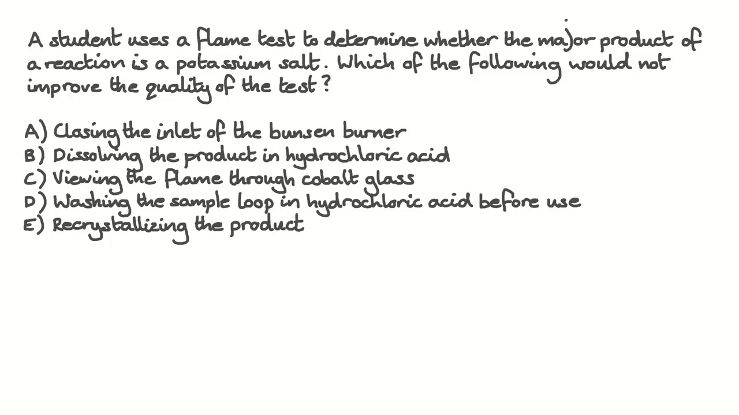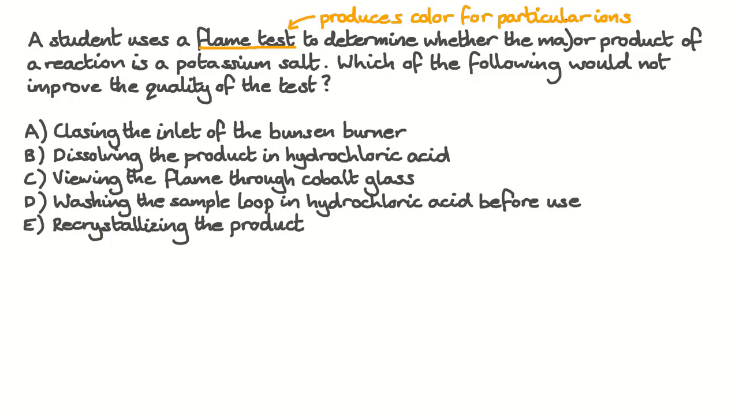A. Closing the inlet of the Bunsen burner. B. Dissolving the product in hydrochloric acid. C. Viewing the flame through cobalt glass. D. Washing the sample loop in hydrochloric acid before use. Or E. Recrystallizing the product.